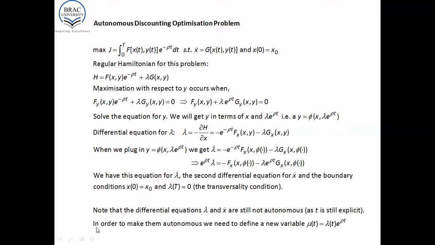In order to make them autonomous, we need to define a new variable. Mu of t is equal to lambda of t times e to the power rho t. So mu of t is just a new co-state variable. We make an adjustment to our original co-state variable, lambda, by multiplying it with e to the power plus rho t.